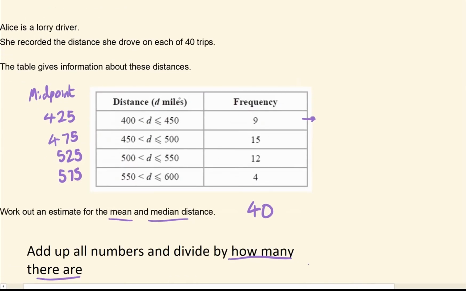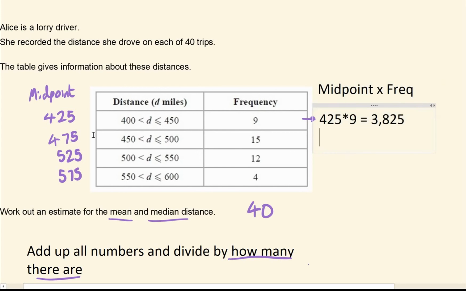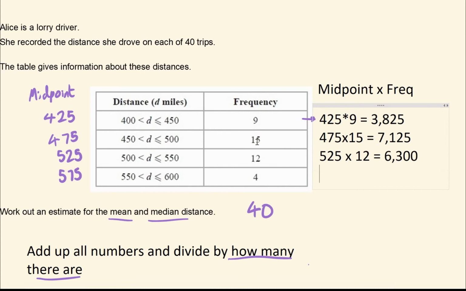What we're now going to do, we normally multiply these two things together, but because we don't have a whole number for the distance, we're going to add an extra column, which is going to be midpoint times frequency. And then you can just work them out. So here, you would have 425 times 9. For the next one, we would have 475 times 15, because each trip was roughly 475 miles, and she took 15 of them. And we keep going through. Again, all these questions tend to be with a calculator anyway, so it's not too hard to work these numbers out.